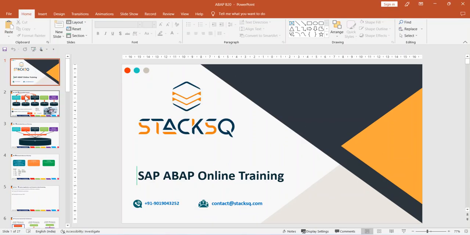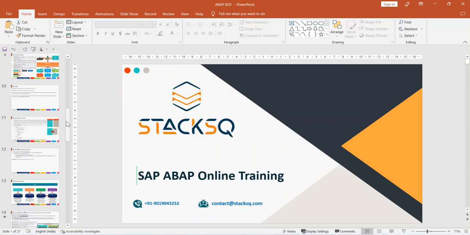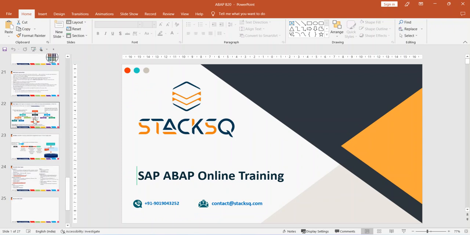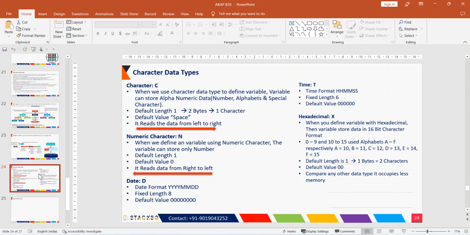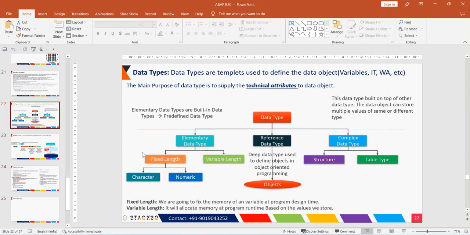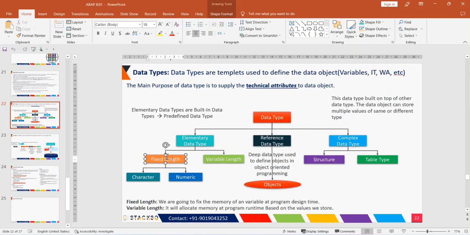In our last session we understood about data types, right? In today's class we will see about the next one, fixed length, under that numeric data type.